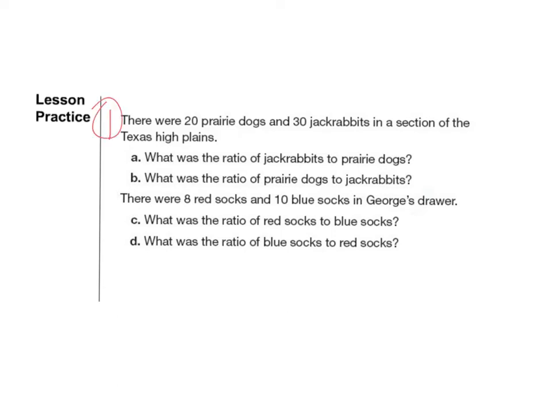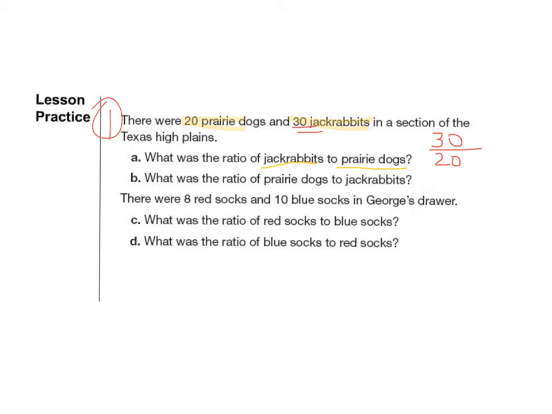So this is kind of like question 1. There were 20 prairie dogs and 30 jackrabbits in a section of the Texas High Plains. So I'm going to highlight the important information. In this case, it's 20 prairie dogs and 30 jackrabbits. There are 2 questions being asked here. The first one is question A. What was the ratio of jackrabbits to prairie dogs? So you can see they've asked for the jackrabbits first, which means that the number that goes with jackrabbits goes in the numerator, and the prairie dogs will be in the denominator. So this is saying for every 30 jackrabbits, there are 20 prairie dogs.